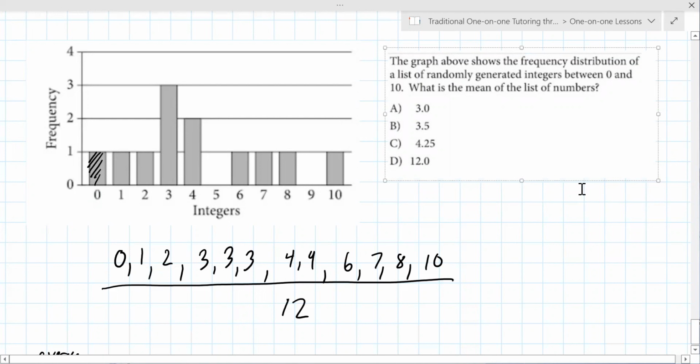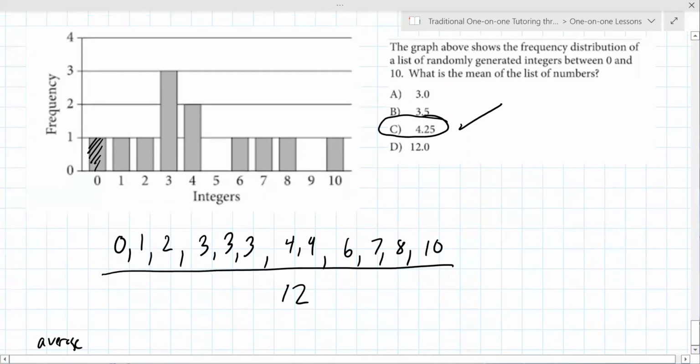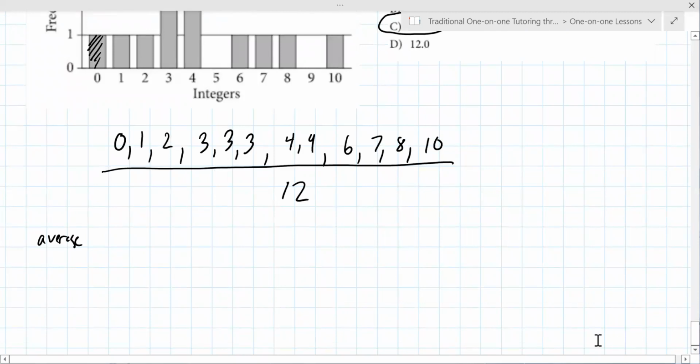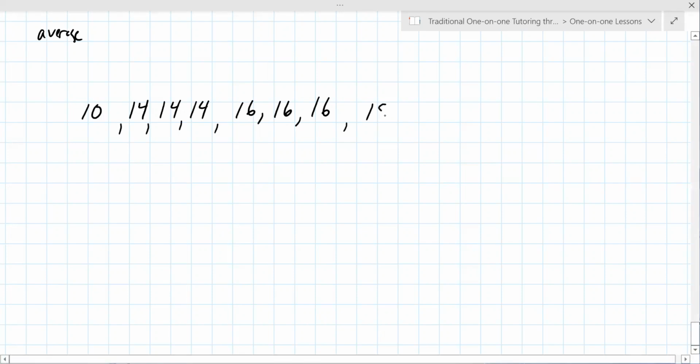$4.25. Okay. Very good. Is this difficult? No. Okay. All right, so let me give you another data set here. Let's go 14, 14, 14, 16, 16, 16. Okay. And then let's throw in a 10 down here and an 18 here. So could you find the average of these numbers, please?